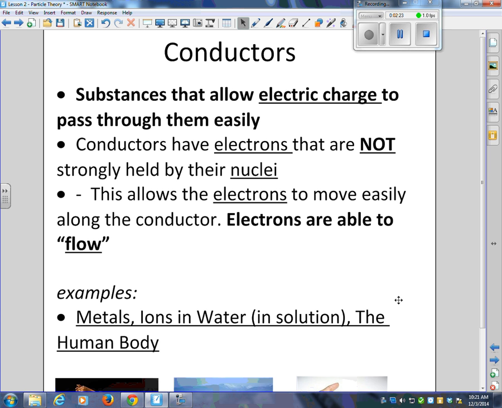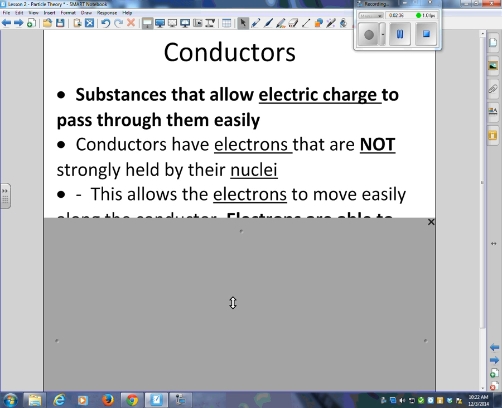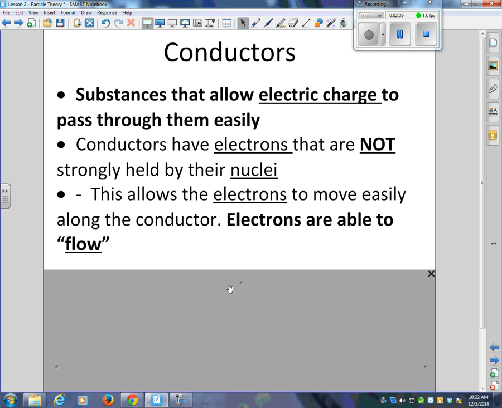So conductors are substances that allow electric charge to pass through them easily. Conductors have electrons that are not strongly held by their nuclei. So the nucleus of conductors is not able to hold onto its electrons. It's very weak. It's like the little kid you steal Halloween candy from. But you wouldn't do that, would you? This allows the electrons to move easily along the conductor. Electrons are able to flow.